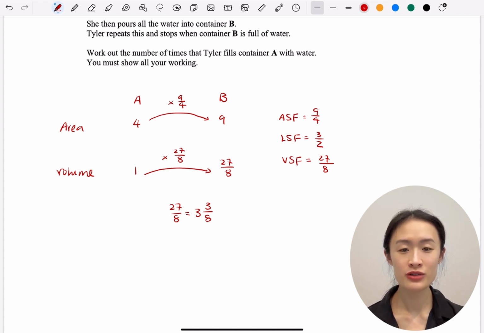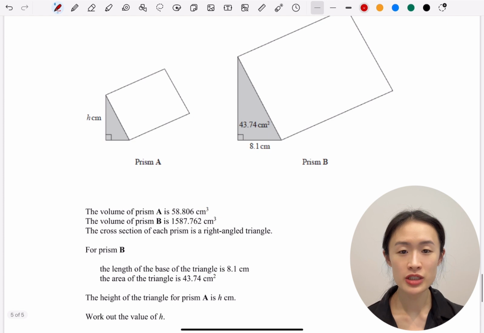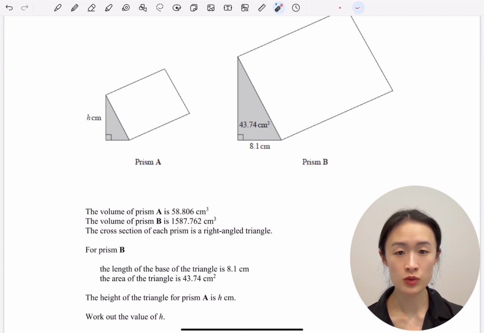Okay, so now moving on to the final question. Now in this question, again, we are given two shapes, prism A and prism B. Now we are given different information, so we need to be really careful when reading the question. So we are told the volume of prism A and prism B. We are also told the area of the cross section, which is a right angle triangle, and we are told the base length of the triangle in prism B.